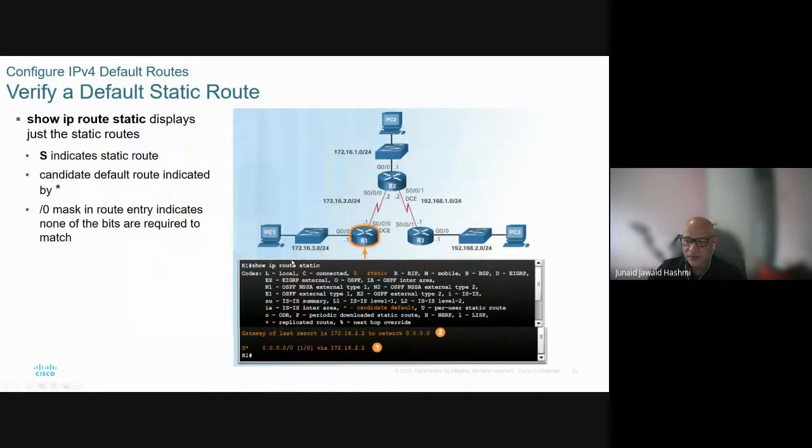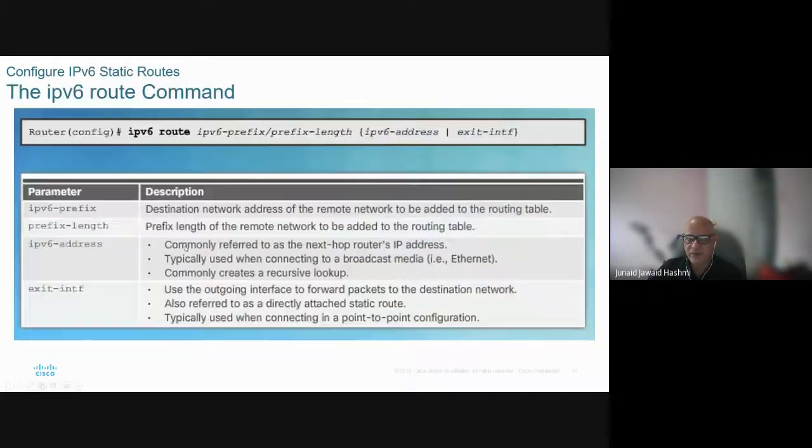To verify the static default route, type show ip route static, and it will appear with S and an asterisk. That's the default route 0.0.0.0 via 172.16.2.2. So this is how you can verify your default route configuration.